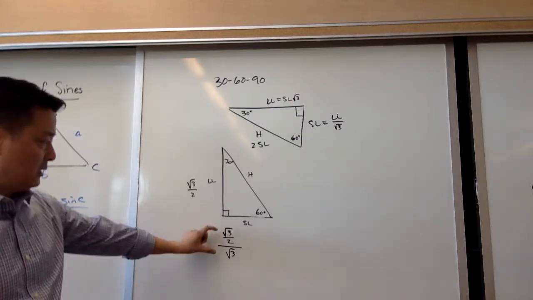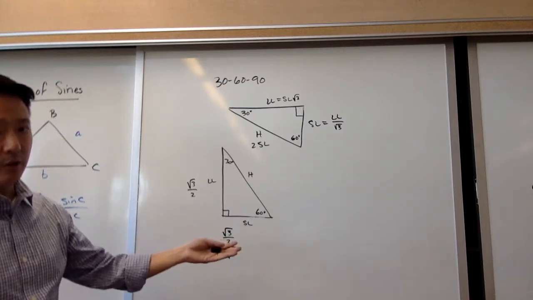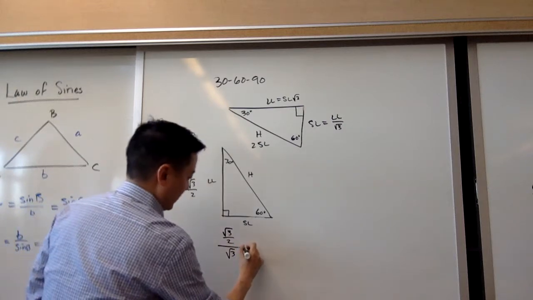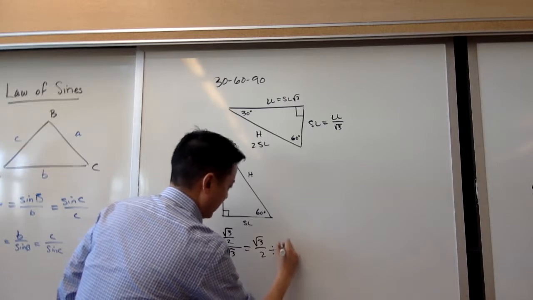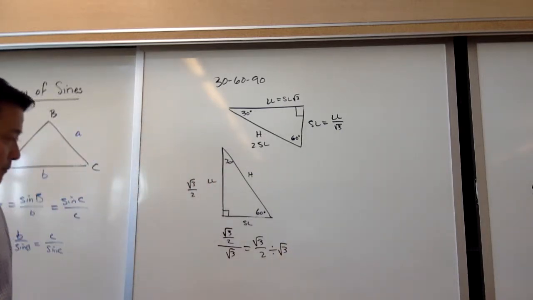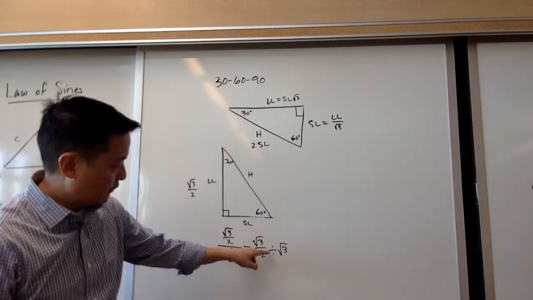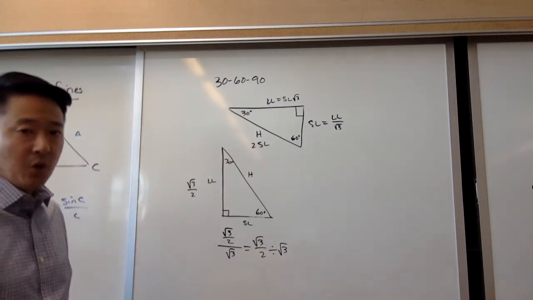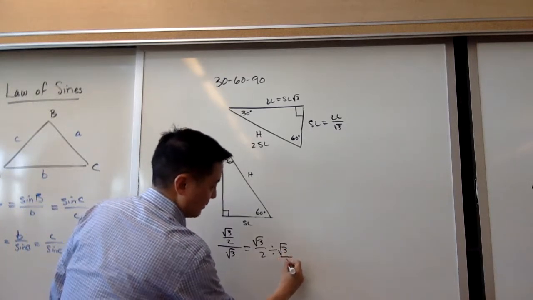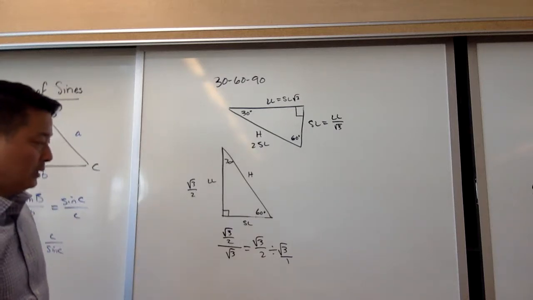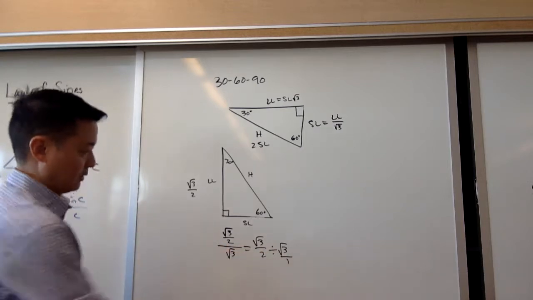So how do we deal with this? Well, there's a couple ways to deal with it, and I'll show you the longer way. So this expression is the same as root 3 over 2 divided by root 3. And remember, when you have a fraction and you're dividing by something, it's the same as multiplying by the reciprocal. So the reciprocal is this root 3, which is the same thing as root 3 over 1, right? So let's turn this into a fraction multiplied by the reciprocal of that.